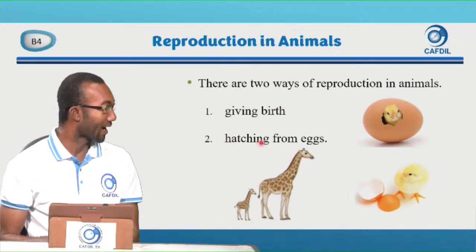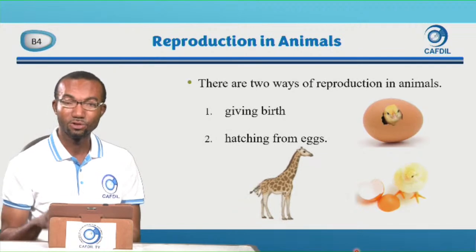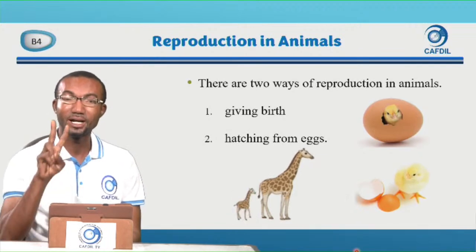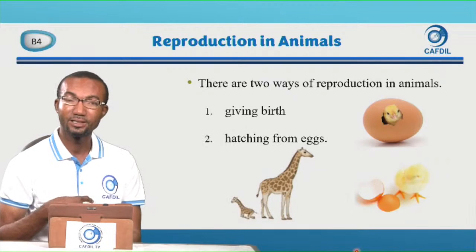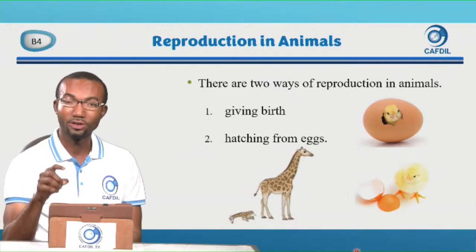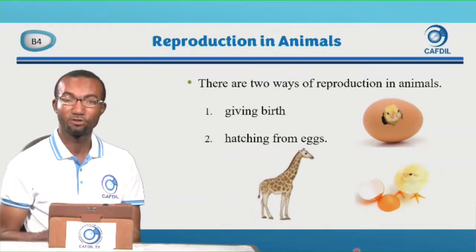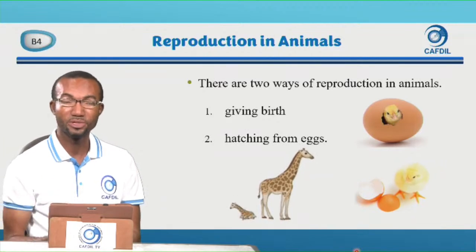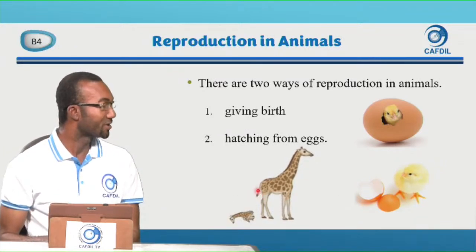And we have hatching from eggs. The mother will lay an egg and the young one will come out from the egg. So in multiplying as living things, there are two ways. Either they give birth to you, or the living thing came from an egg. We human beings, we were given birth to.